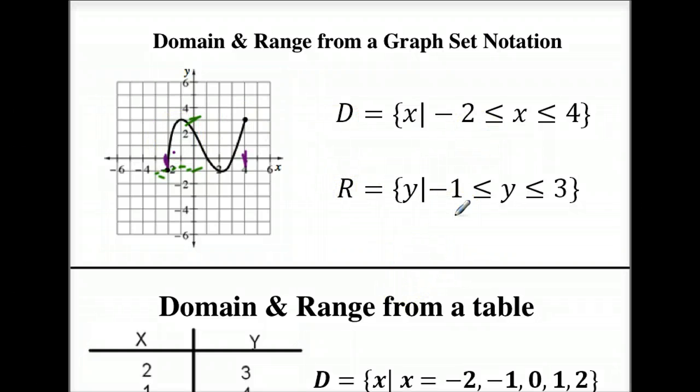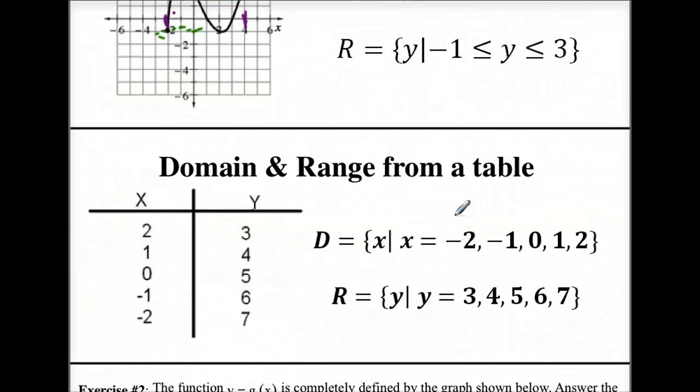For a table, finding the domain and range is actually pretty straightforward. All we're doing is listing the values. I'm given a table that has these x values and these y values. One thing to keep in mind is that the numbers do not repeat. So if I had a 2 here and another 2 here, I'll only write it one time.